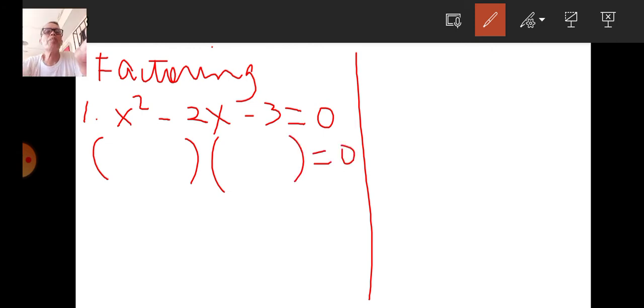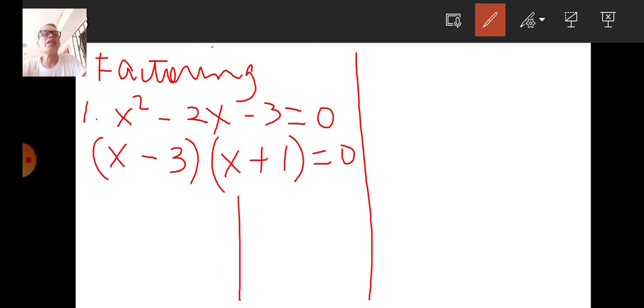So the factors of x squared is x times x. The factors of 3 is 3 times 1. Since the middle term is negative, the greatest factor of 3 must be negative. So negative 3, this is positive 1. Then equate the factors to 0.